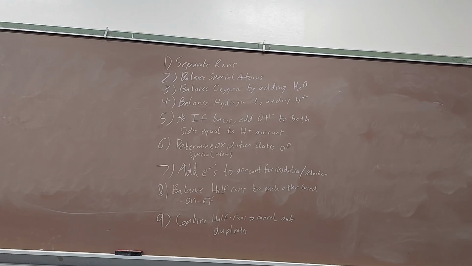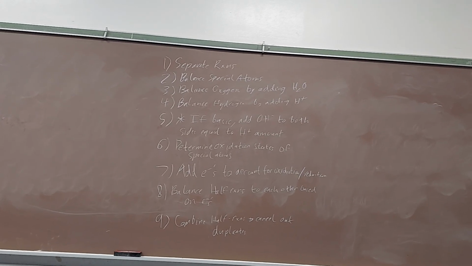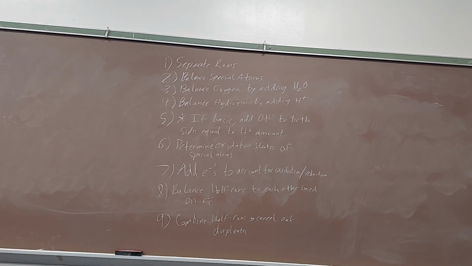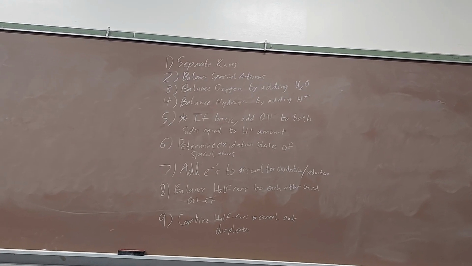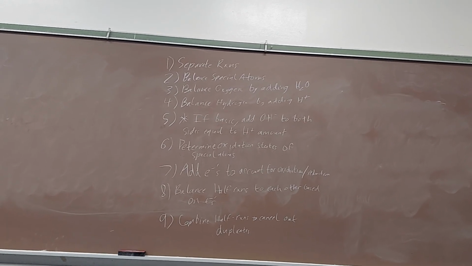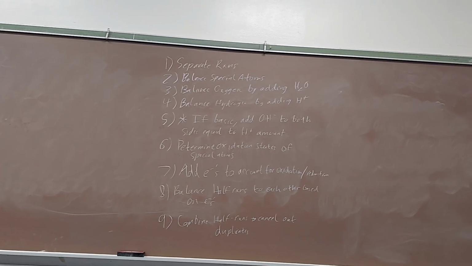The second thing you need to do is balance special atoms. So let's say we have nickel, or bismuth, or chromium. These are special atoms. They're not O's and they're not H's. So we're going to put them balanced in our equation.